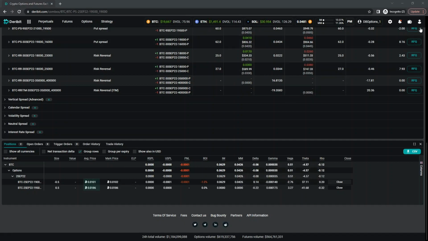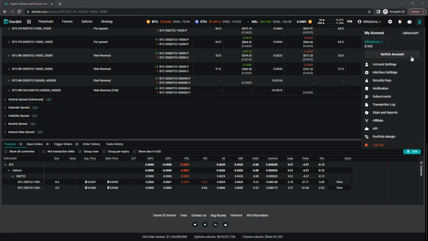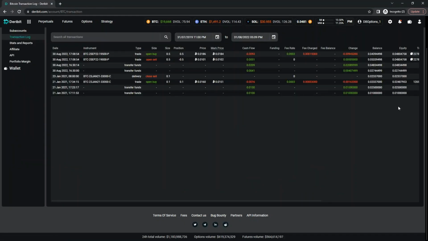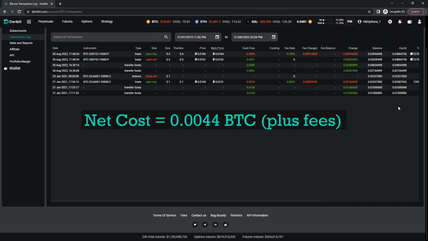We can see that the difference between our average price for each leg is the 0.0085 price of the spread. As we only bought a quantity of 0.5 though, we of course only actually paid half of this amount, plus fees. We can see more detail in the transaction log. Before we opened this put spread, we had no other positions open and we can see our balance and equity were 0.04834498. Now we've executed the spread, our balance has reduced to 0.04394498. Therefore, we have spent a total of 0.0044 Bitcoin to open this put spread.